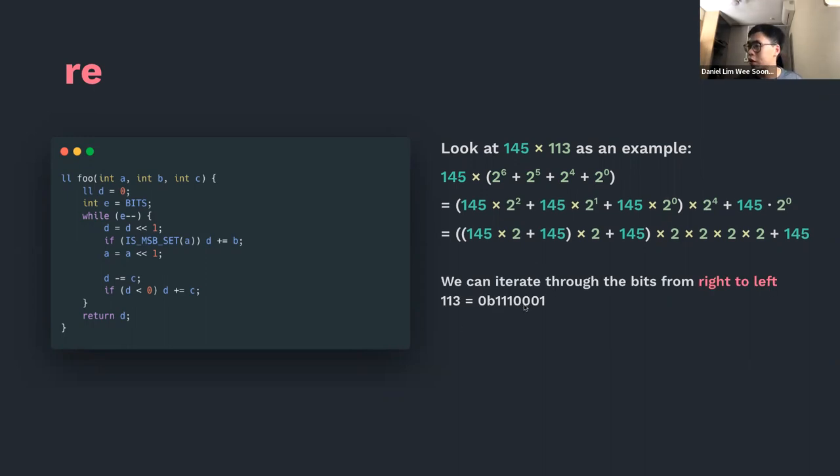Here is the binary form of 113 as given in this example, and we iterate through the bits from right to left. So we are checking the most significant bit. Let's say it is 1, then we add it to the total. The next one is also 1, so we add it to the total and multiply the whole thing by 2. Originally it's 2 to the power 0, and we multiply the whole thing by 2 after adding, and then you add one more.